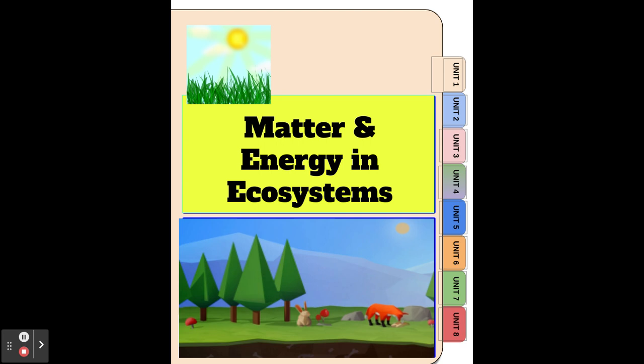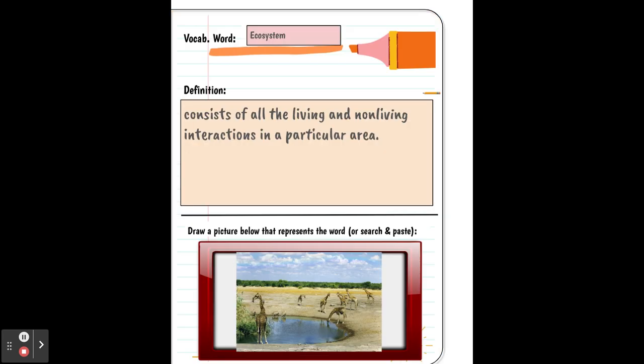There are 22 terms that we're going to learn for this unit. The first one is ecosystem. So an ecosystem consists of all the living, which we call biotic, and non-living, which we call abiotic, interactions in a particular area. So it's how everything in an area interacts in order to survive. An ecosystem consists of all the living and non-living interactions in a particular area.